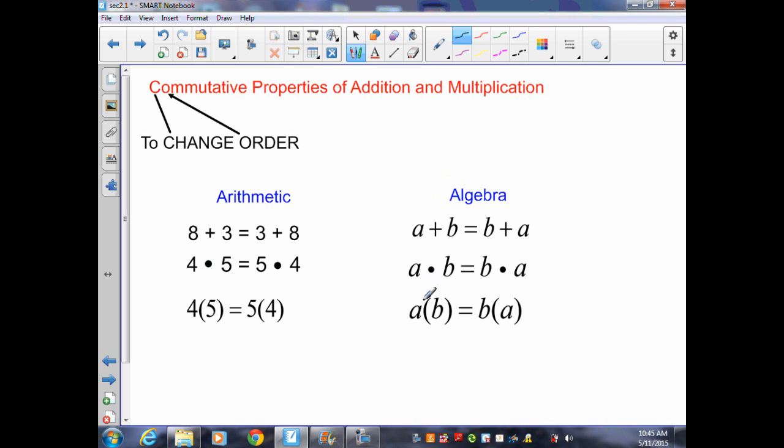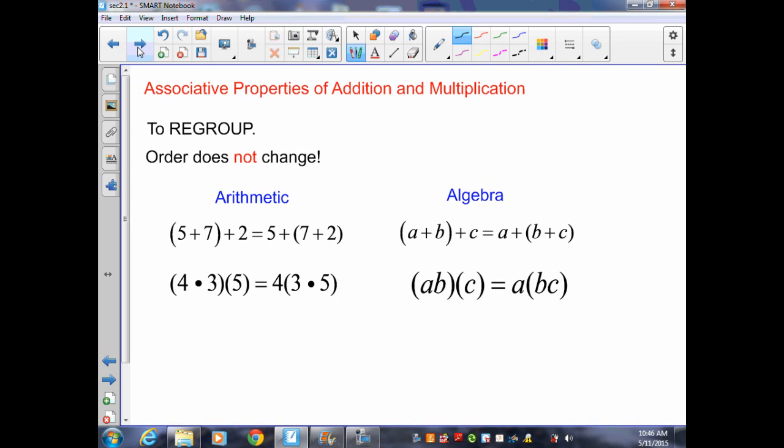This is our arithmetic version. Our algebraic version looks like this. A plus B equals B plus A. In other words, it doesn't matter what number, real number, is in for A and B. Commutative property works for multiplication and addition for any real number.